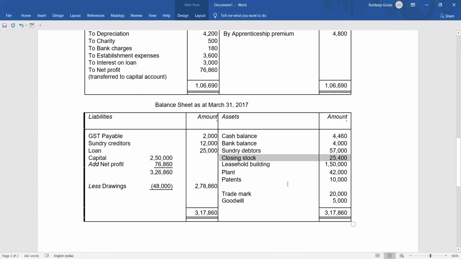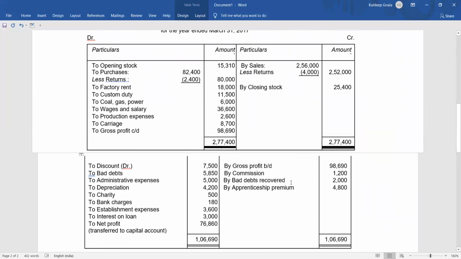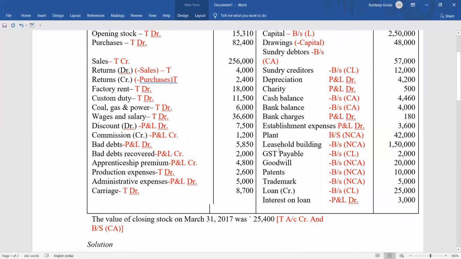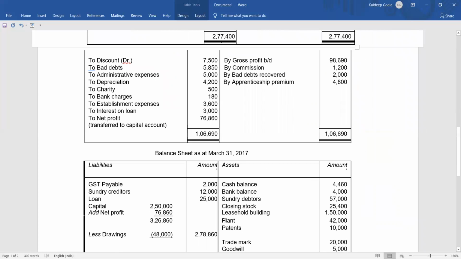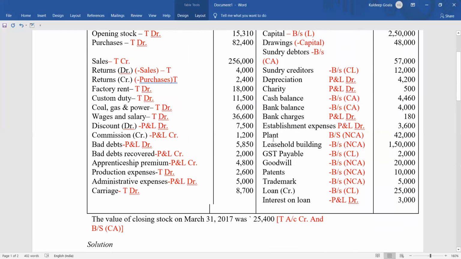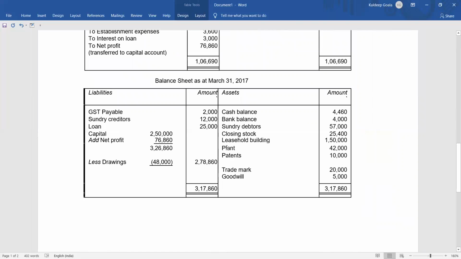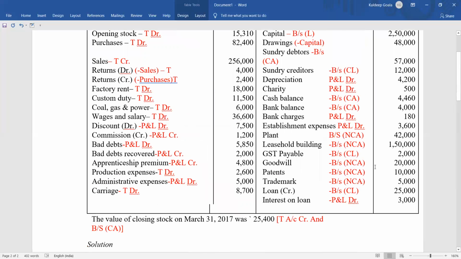After it is placed, then we'll go for all the fixed assets now, one by one. We can start with the leasehold property, then we can go with the plant. Okay, so let's start with leasehold building. What is that? 1,50,000. So we have placed it. Leasehold building, 1,50,000. After that, what is the next one? Plant, 42,000. That will also be placed here. Plant, 42,000.